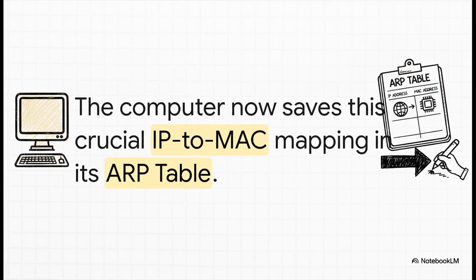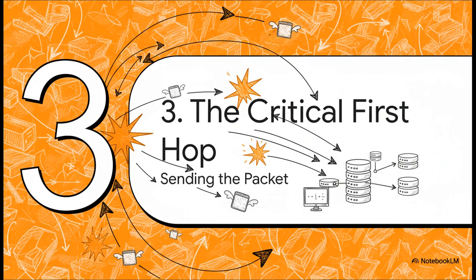Now, once your computer gets that answer, it doesn't just use it and forget it. That would be so inefficient. Instead, it jots it down in a little digital notebook called the ARP table. It saves that IP to MAC address mapping so it doesn't have to shout the same question over and over again. All right, now we get to the main event.